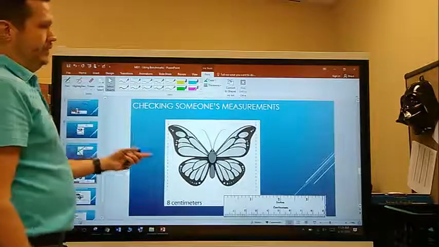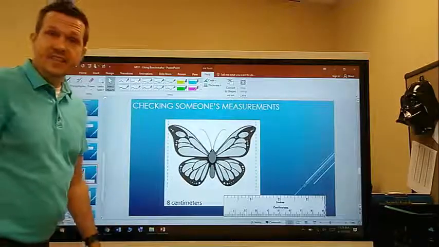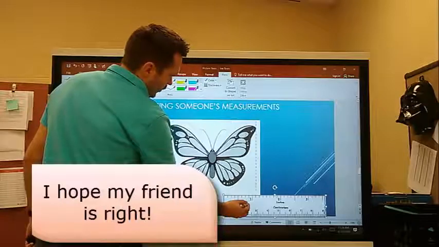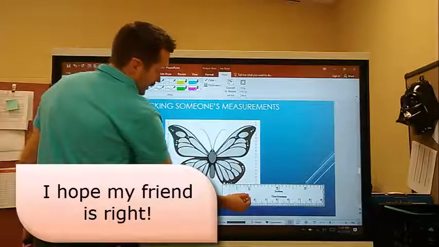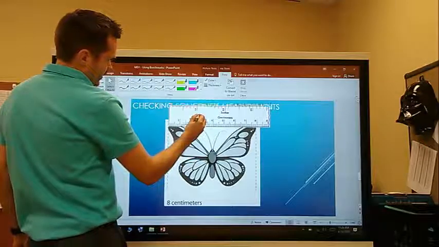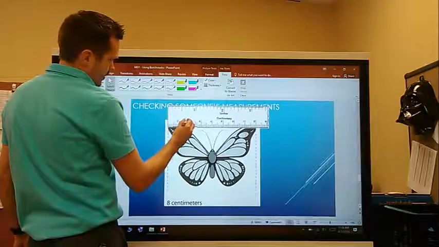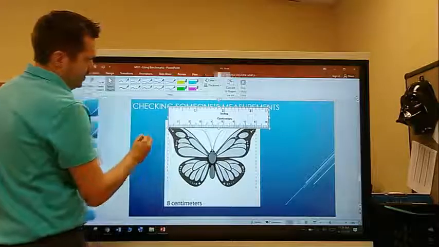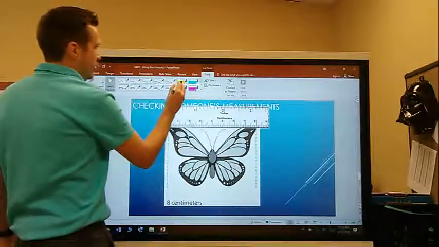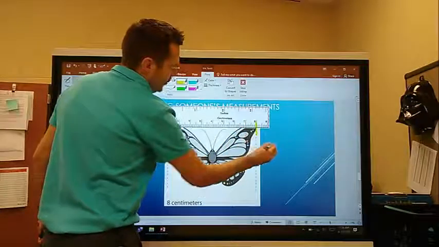Here's the next one. It's a butterfly. My friend says that it's 8 centimeters long. So let's check his work and see if he got it right. Hopefully I get one friend that gets it right. We're going to move it up here, set the 0 line in place. Right there. So there I'm on the 0 line. Here's the line that goes up. Looks pretty good right here.